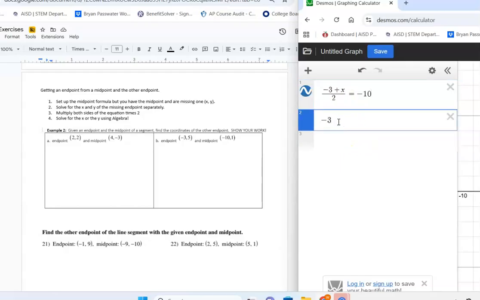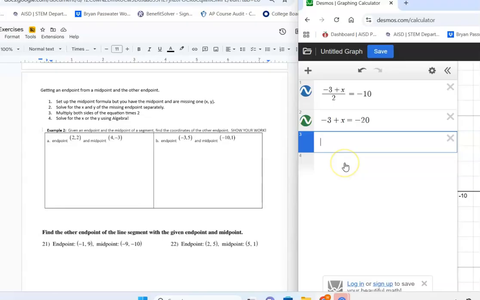I multiply times 2. Notice when I multiply times 2, it doesn't change the numerator. When you multiply this entire thing times 2, it makes the dividing by 2 cancel out, and the numerator doesn't change. Now I have to get rid of negative 3. How do I do that? You add 3. By adding 3 to -20, you get -17. That's the x value of the other endpoint.